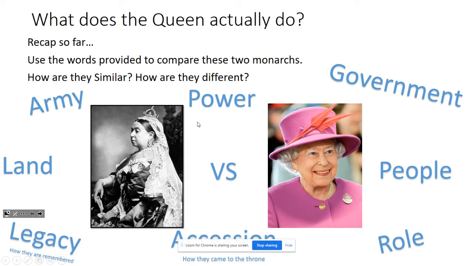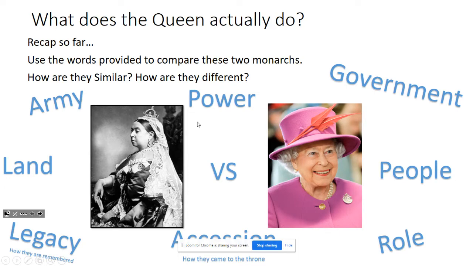Okay, so we can say that they're similar in government, the idea that they didn't have full power, instead the power lied within the government. They're different in terms of land. We know that Queen Elizabeth didn't have control over an empire. By the time she arrived, the empire was decolonizing. So it was actually Queen Victoria who controlled parts of the world like India.